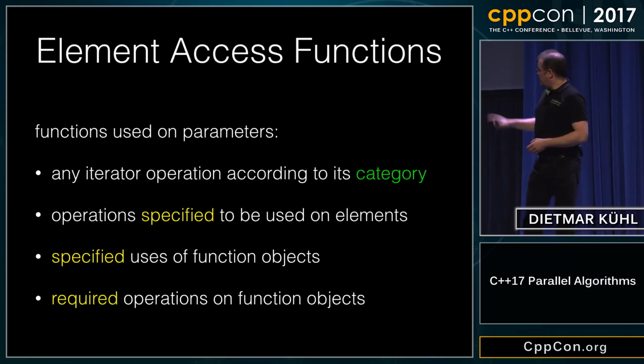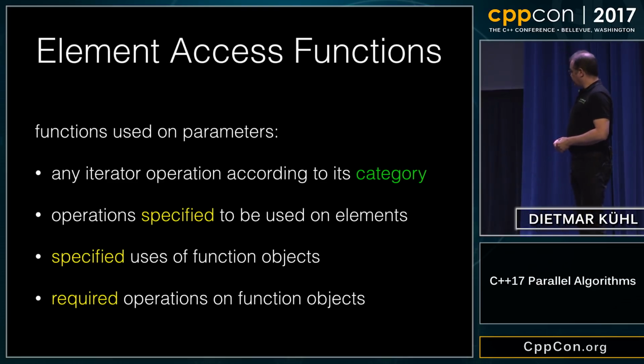What is important here is that iterator operations are often specified, well, most of the algorithms are specified, in terms of relatively relaxed iterators. For example, they take forward iterators. However, the element access functions are not just the forward iterator operations, but the operations of the iterator category you pass in. So if you pass in a random access iterator, all of the random access functions qualify as element access functions.